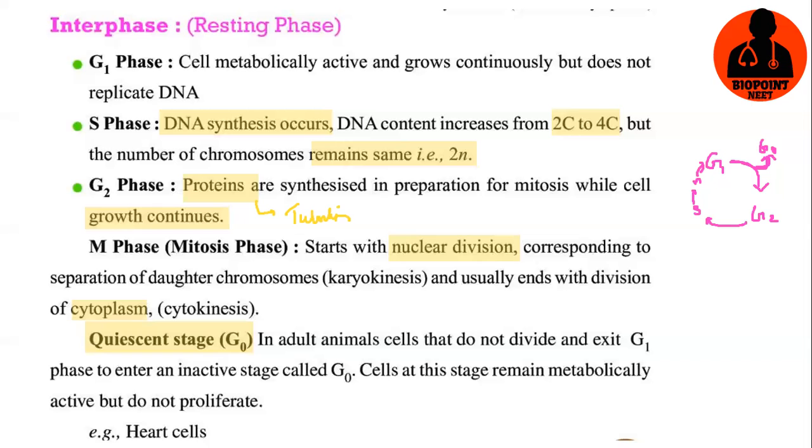Some cells in adult animals do not appear to exhibit cell division, for example cardiac cells or heart muscles. They do not undergo cell division, but many cells are replaced instead of injured cells. These cells exit G1 phase to an inactive stage called the quiescent stage or G0 stage of the cell cycle. In this stage, the cells remain metabolically active but no longer proliferate unless required to do so depending upon the requirement of the organism.